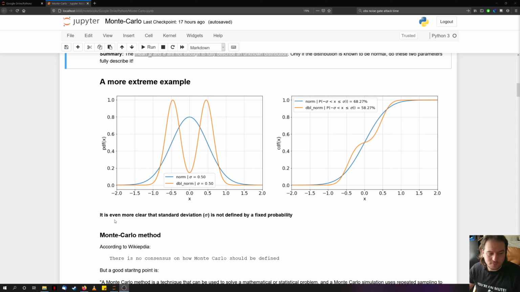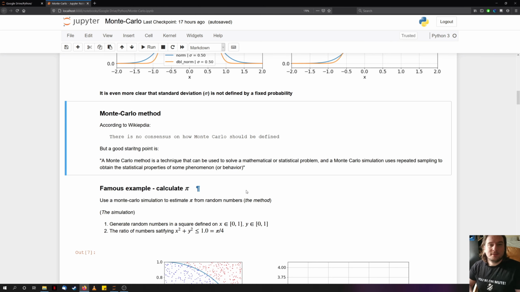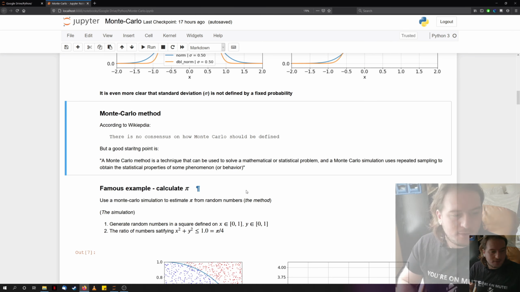And this just becomes even more clear that the standard deviation is not defined by a fixed probability. And so what is a Monte Carlo method?